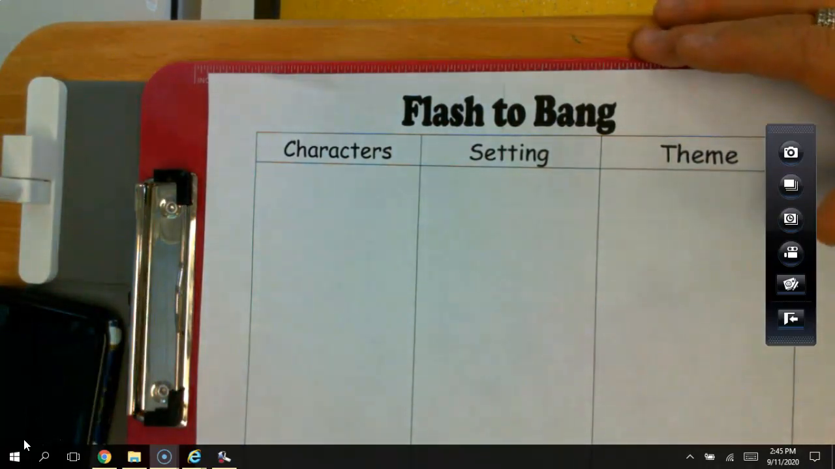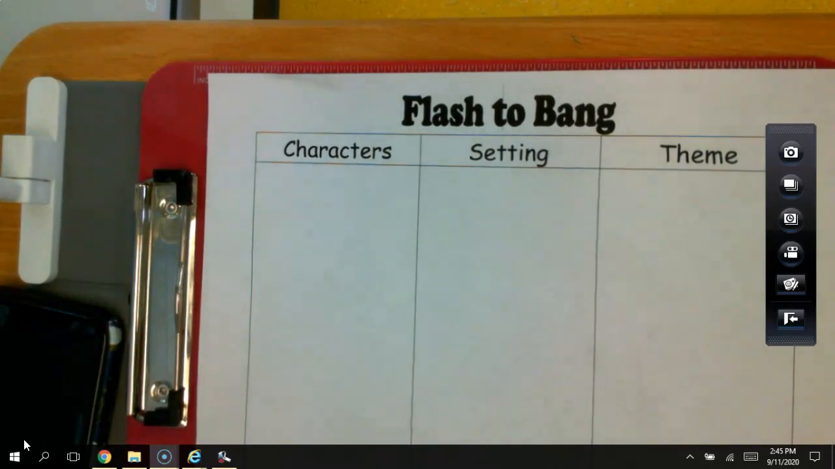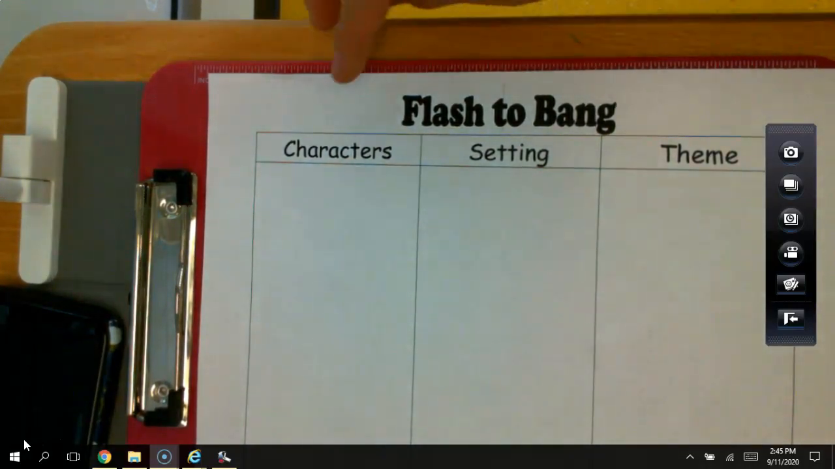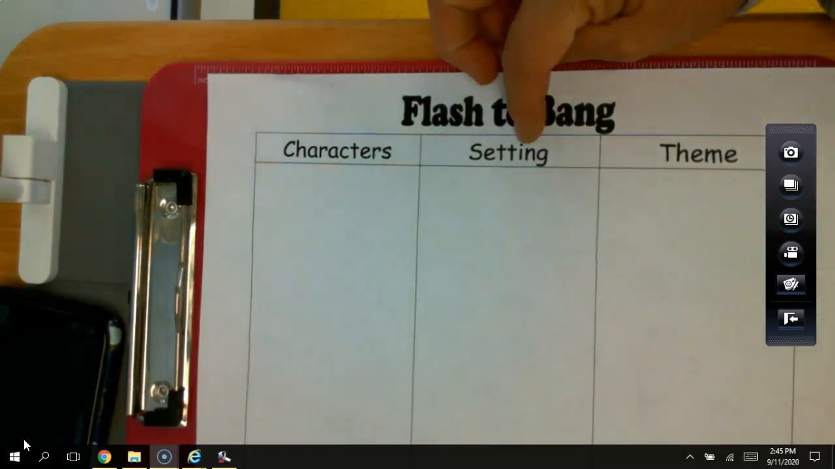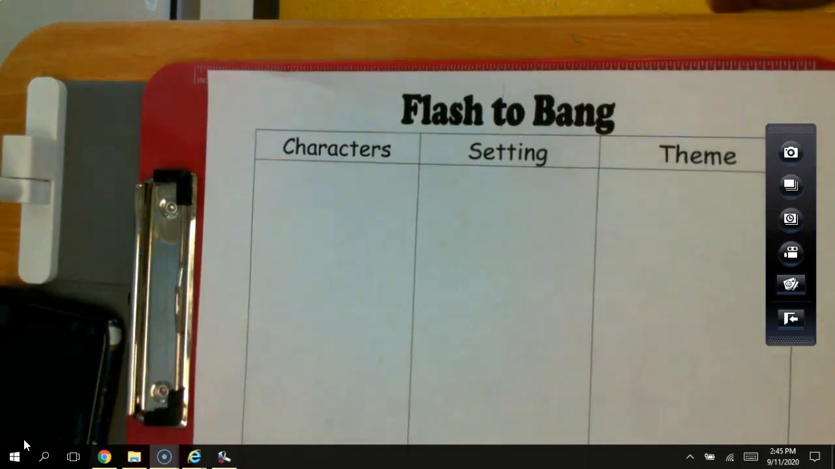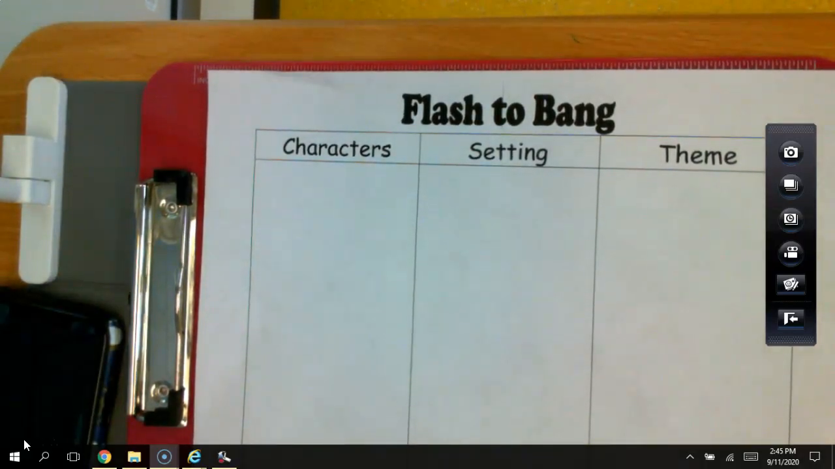Here's my piece of paper. Mine says Flash to Bang. You probably do not have that if you are at home, and that is okay. But you can label characters, setting, and theme. Now we are going to fill this out together.